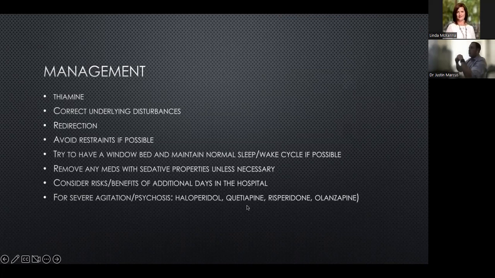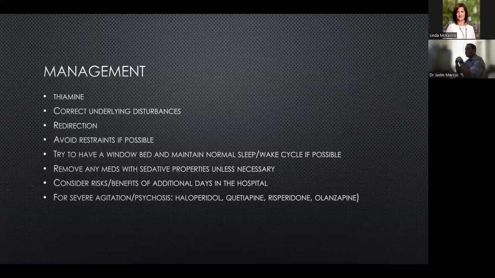Of course, considering the risks and benefits of additional days in the hospital, we don't want to get people out too prematurely to avoid bounce backs, but every day in the hospital is not only risking UTIs and DVTs, but also hospital delirium. So if you don't absolutely have to stay, it's maybe better to get out on the sooner side.